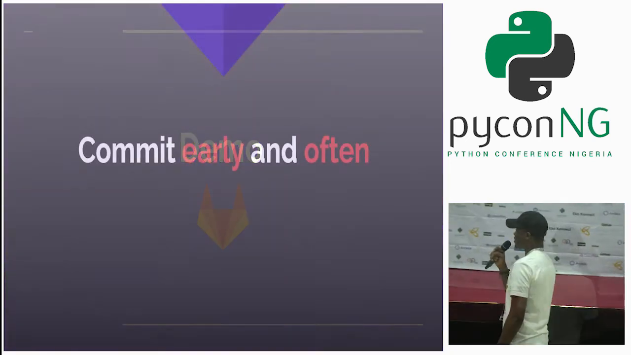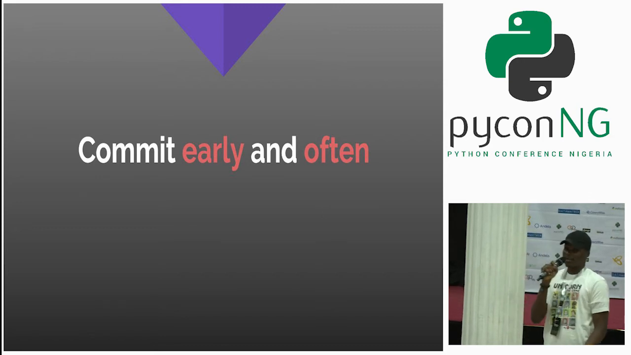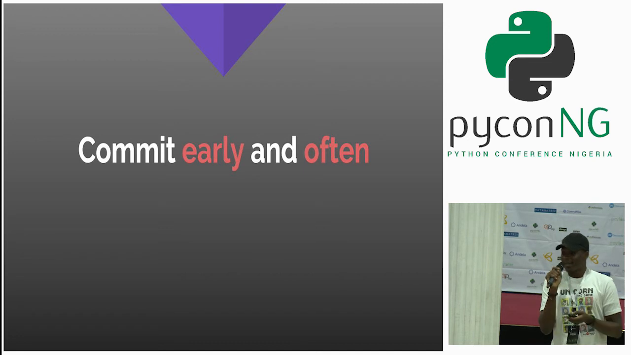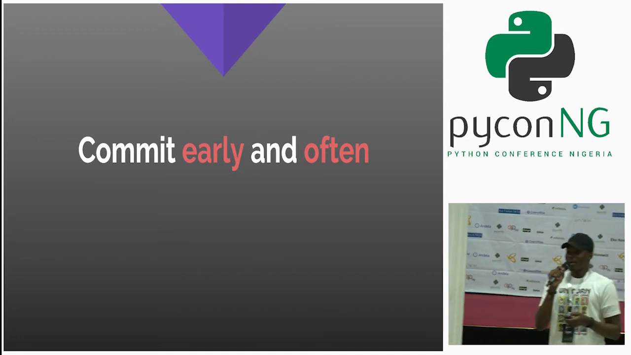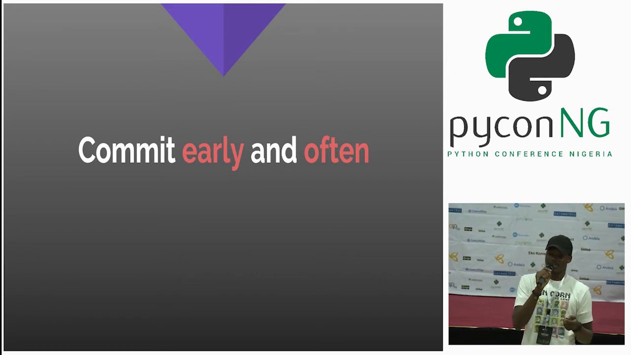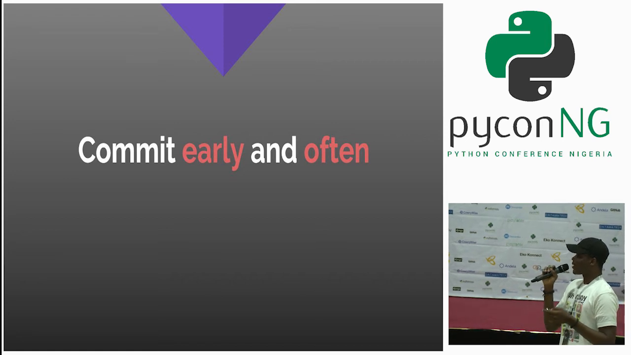Okay. So the first thing is to commit early and often. I'll use myself as an example again. When I started developing, I told you I worked for some weeks before I eventually committed. That was actually not the proper way of doing CI if you want to start CI. So you have to commit early.